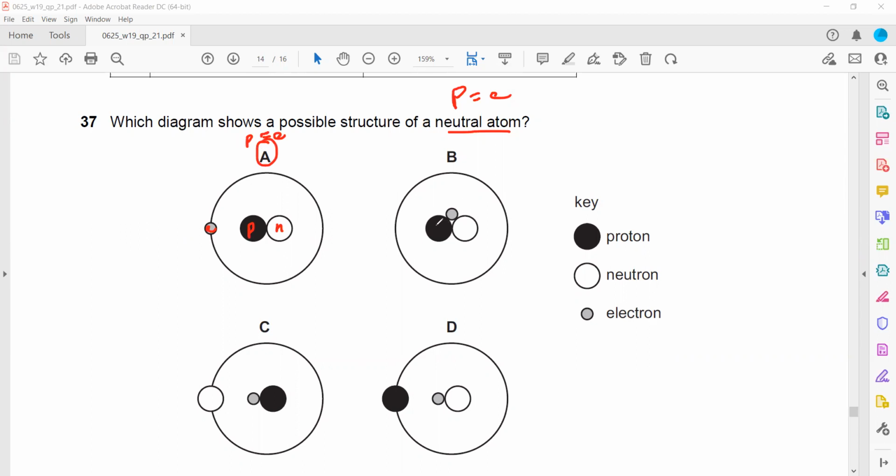Why is B wrong? Because protons, neutrons and electrons are all inside the nucleus. Why is C wrong? Because protons and electrons are in the nucleus and the neutron is outside the nucleus. And D, the proton is outside and the electron and neutron are inside. That's why D is also wrong. The others are all neutral because they have an equal number of protons and electrons. But for the arrangement, the atom should consist of neutrons and protons inside the nucleus, and around the nucleus there should be electrons.